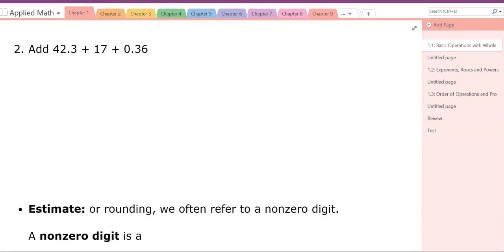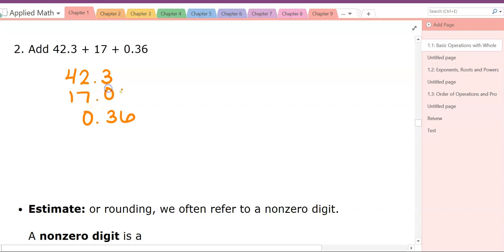Now the same thing happens with decimals. So I'm going to put my 42.3, 17 right underneath it, and then I also have 0.36. So for 17 there is no decimal point, so I'm going to add 1. I'm also going to add in 2 zeros, and I'm going to add in a 0 at the end of that 42.3, and that's just to help me keep everything in line. Now I can also add a 0 in front of the 0 on that 0.36. That way everything has the same number of digits in the problem.